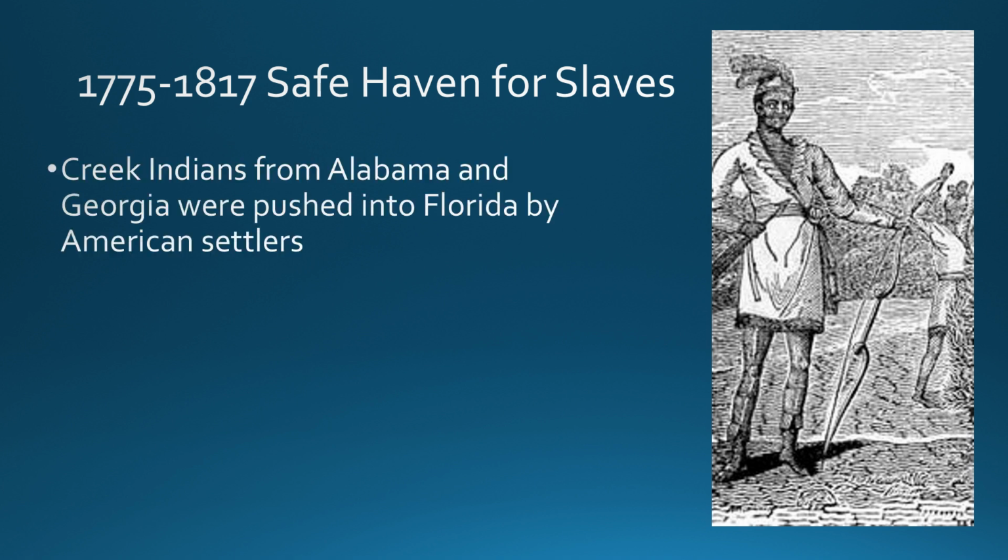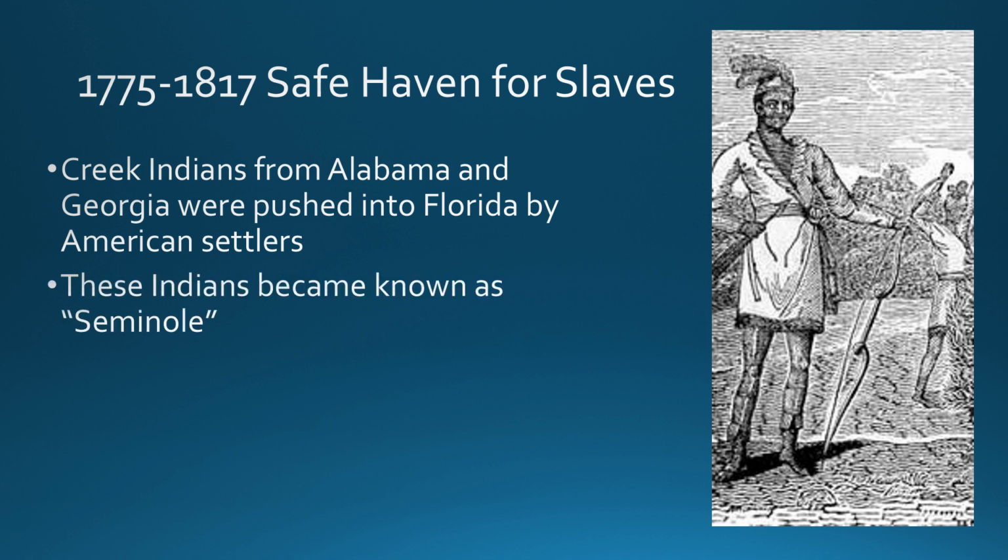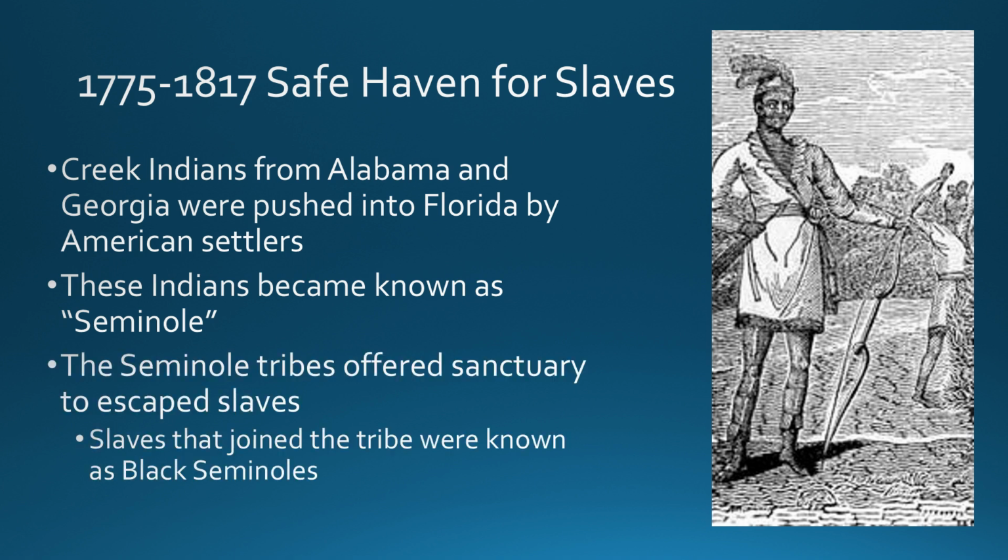As American settlers pushed west from the original 13 states, the Creek Indians from Alabama and Georgia were displaced, and they were pushed south into Florida. These Indians became known as the Seminole. The Seminole tribes offered sanctuary or safety to escaped slaves. The escaped slaves that joined the Seminole tribe were known as Black Seminoles, and you can see an artist rendering from the time period of one of the Black Seminoles in the picture.